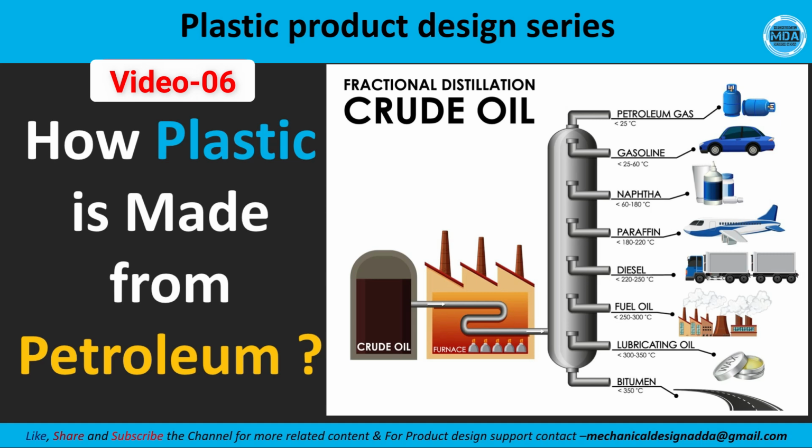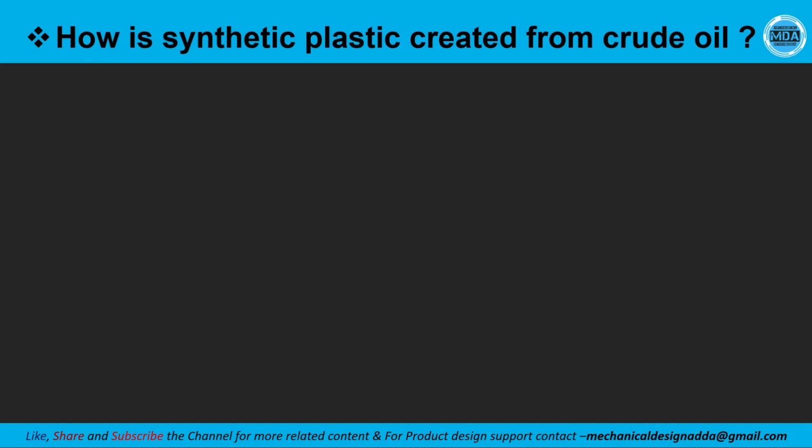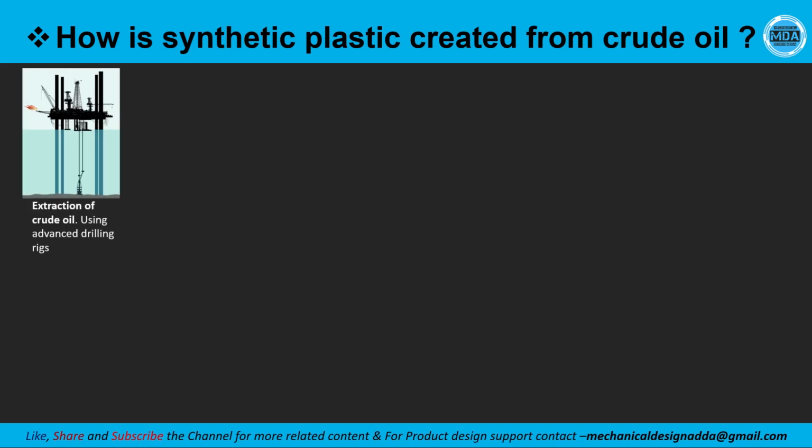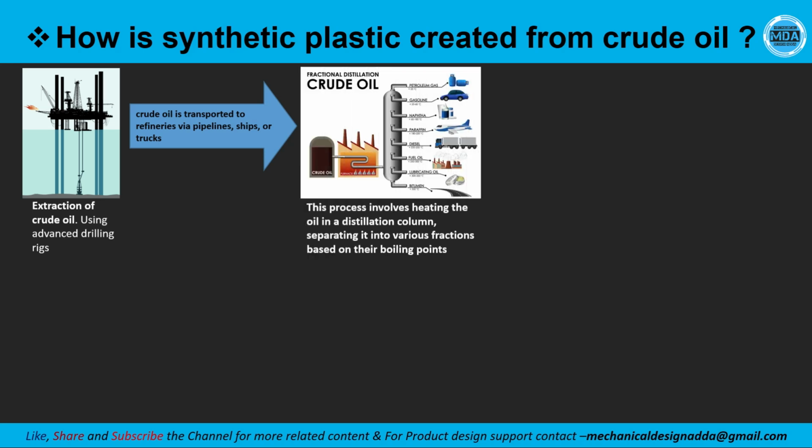So let's discuss how plastic is made. The journey of plastic actually starts with the extraction of the crude oil. After the extraction of the crude oil, it is transferred to the refinery industry, where this crude oil is processed in the distillation column, or we can say the fractional column, where we are fractionating this crude oil on the basis of heating the crude oil.